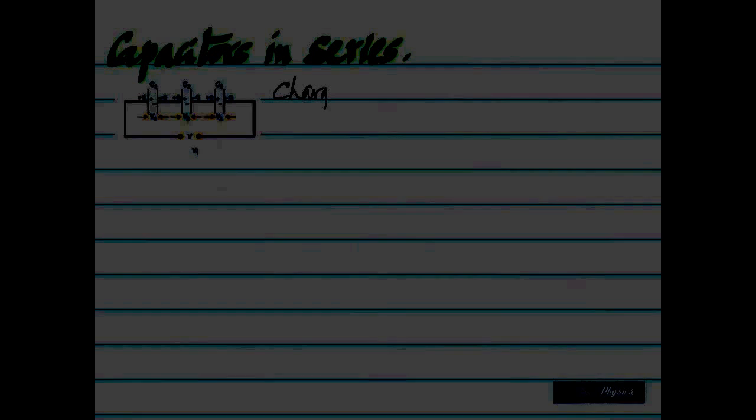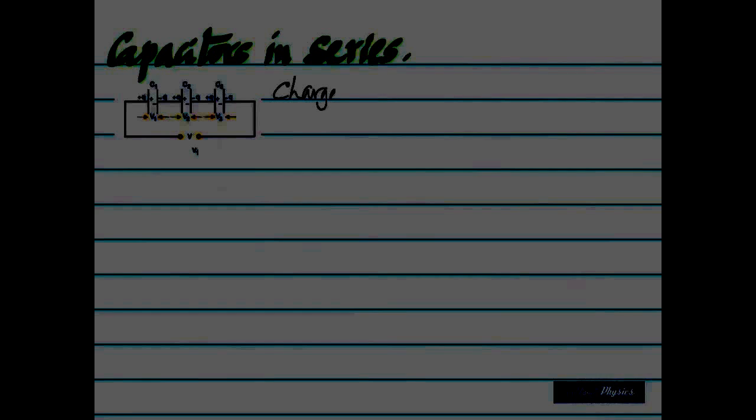Now, capacitances can be connected in two ways. You can either put them in series with each other or in parallel with each other. As shown in this diagram, the capacitances C1, C2, C3 are in series with each other.